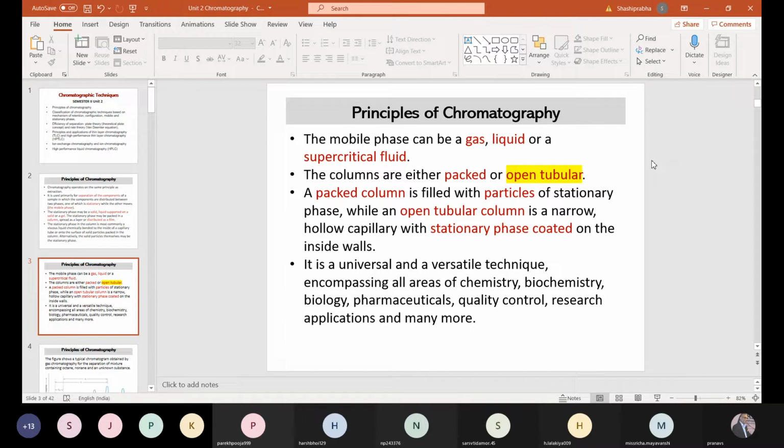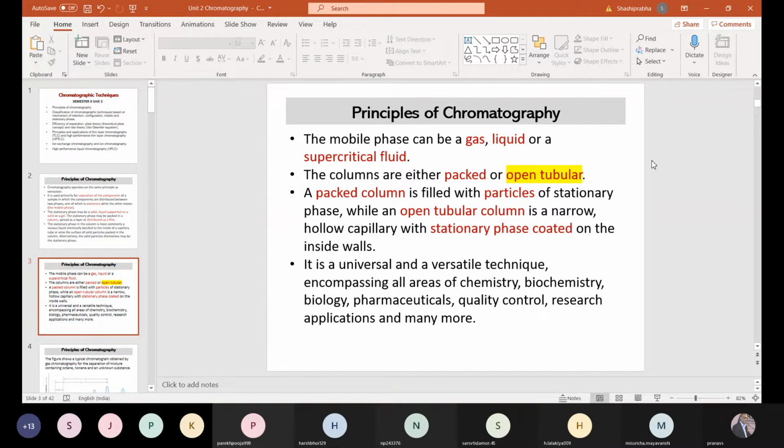And in such columns, it is difficult to pack them with stationary phase particles. So what happens next? In such columns, the stationary phase is coated on the inner walls of the capillary columns or the open tubular columns. So there are no particles packed into such columns, because the internal diameter is so small, it is difficult to have small particles of stationary phase. So it is coated as a layer of the stationary phase material on the inner walls of those capillary columns. That is how it functions, and that is how columns are classified as packed columns or open tubular columns.